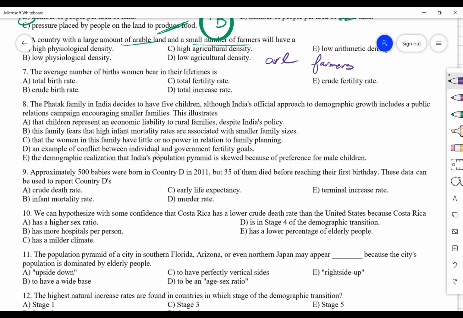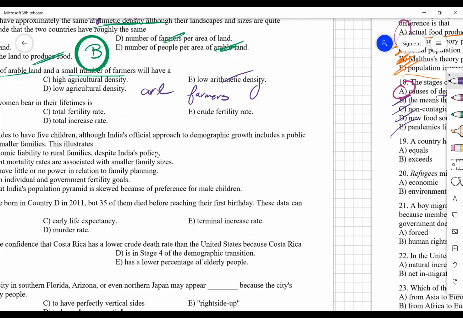That, my friends, is agricultural density. So physiological density, out, arithmetic density, out. So now we're just left with C and D. It's a large amount of land, but a small number of farmers. And we have to remember that density is calculated, like I said in Unit 1, people per land.